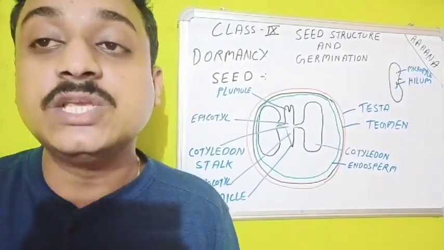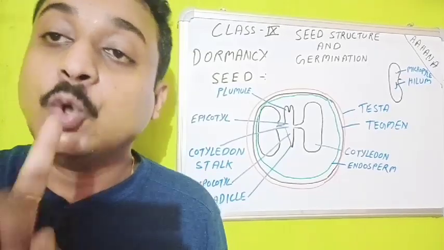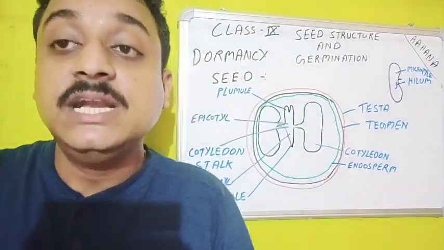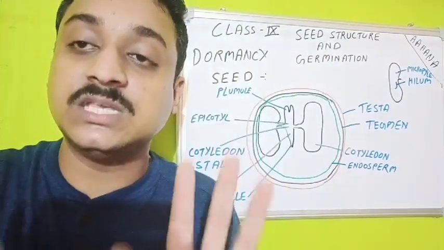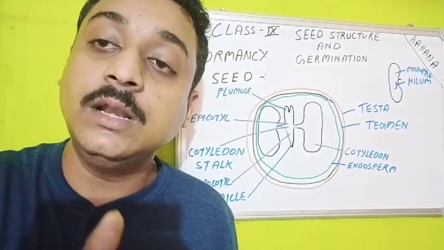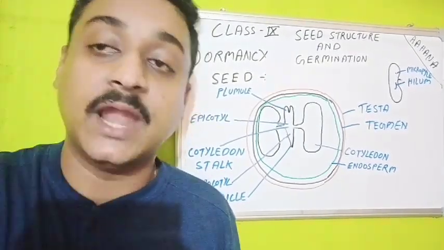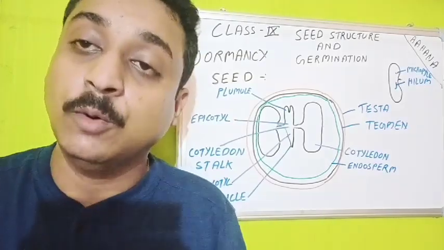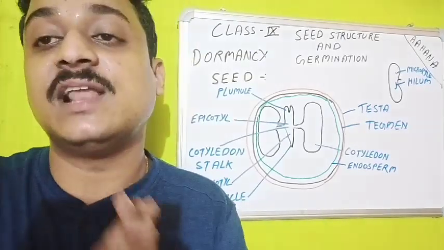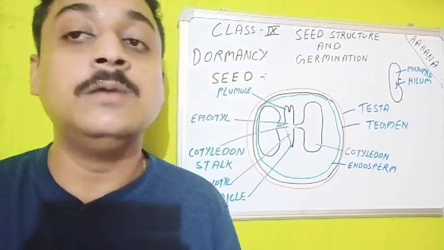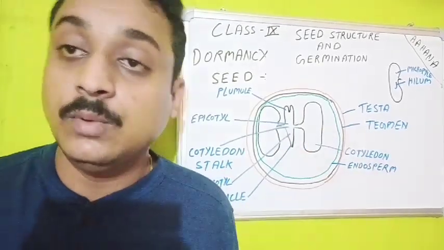Now, in the seed which does not have endosperm, only the cotyledon stores the food, and in the seed which does possess the endosperm, the cotyledon as well as the endosperm both will store the food. But in the seed which does not have any endosperm, only the cotyledon will store the food.